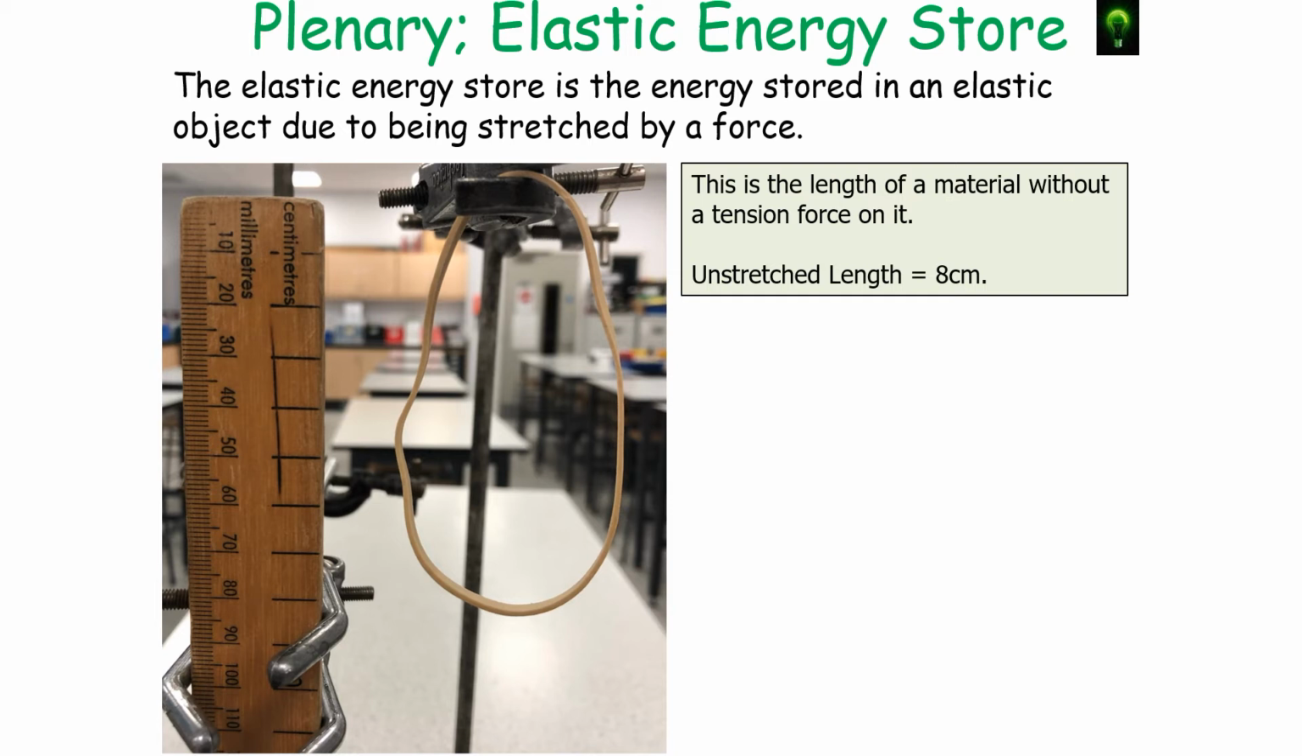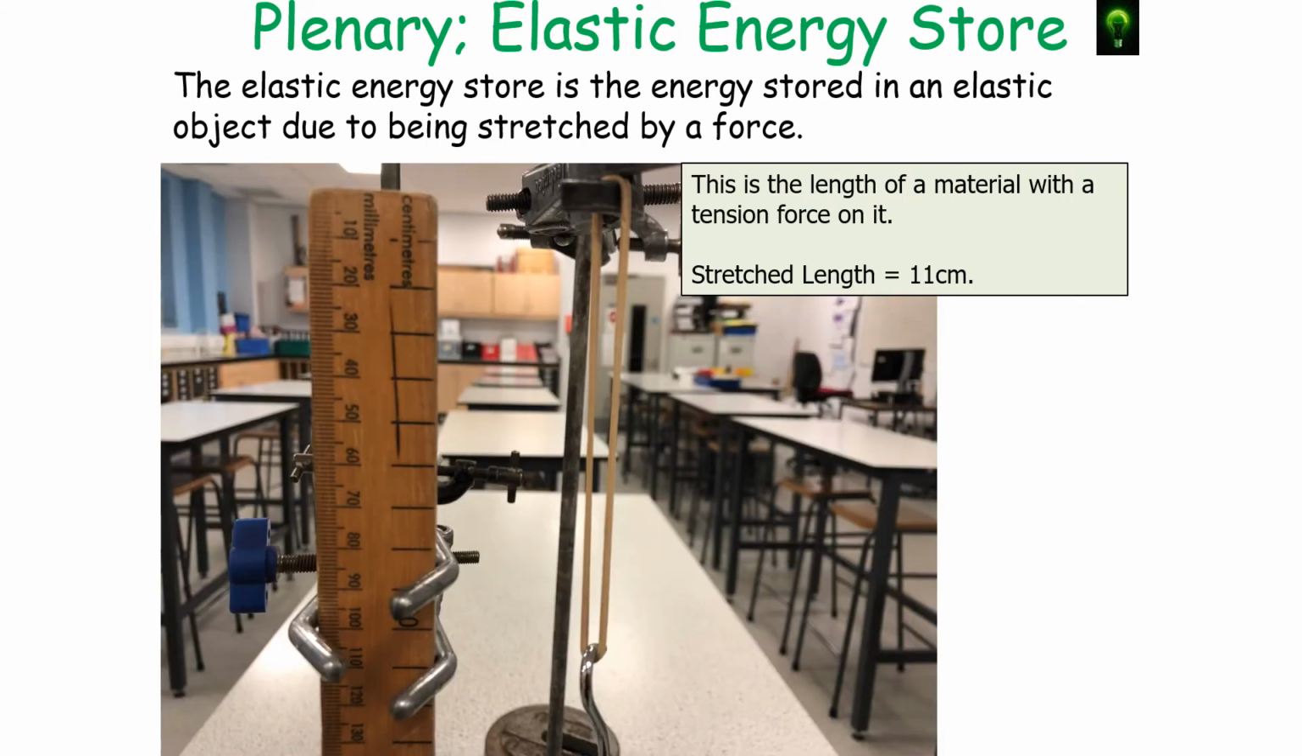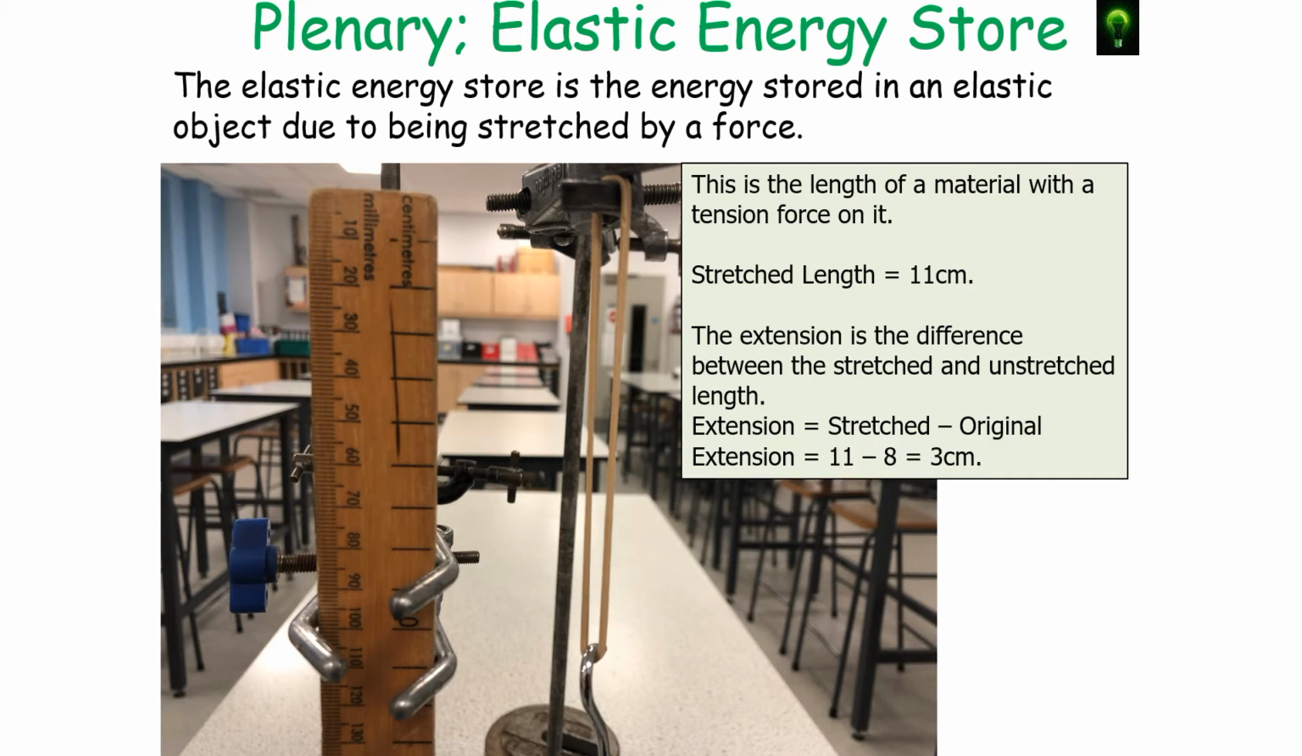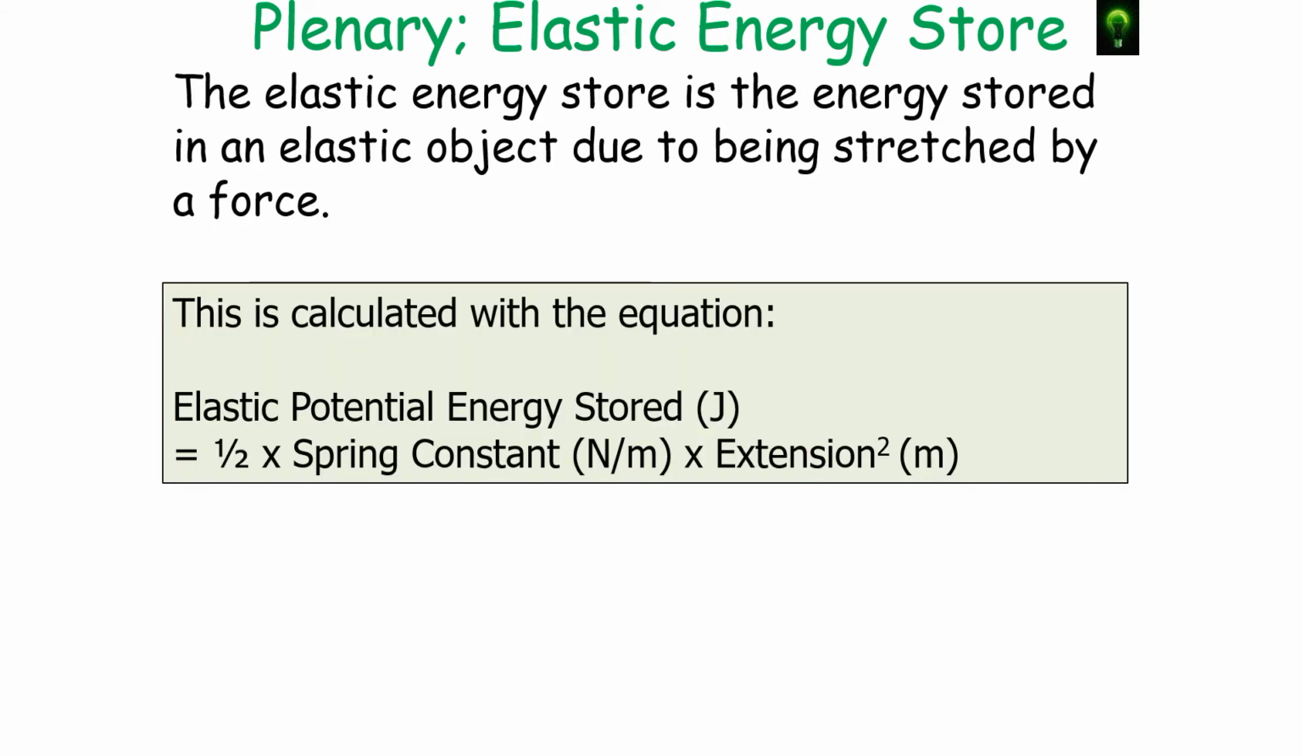The extension can be worked out by looking at the length of the material without a tension force placed on it, such as 8 centimeters. You then measure the length of the material with a tensile force acting on it, so the stretched length could be 11 centimeters, and the extension is the difference between the stretched length and the unstretched length. So we can say extension is equal to stretched length minus original length. Therefore the extension in this example is 11 minus 8, which is 3 centimeters, which we would then convert to meters to use in our equation.